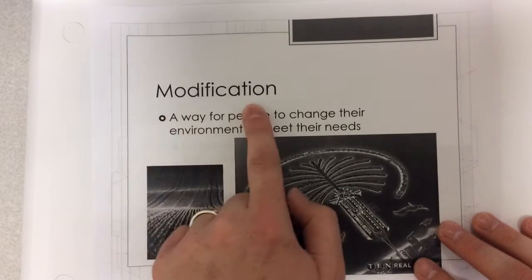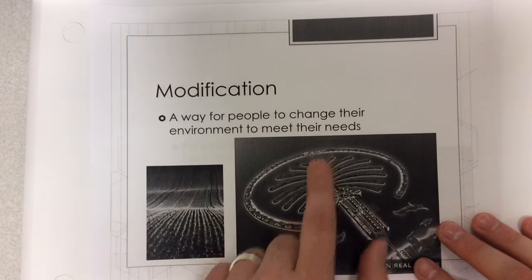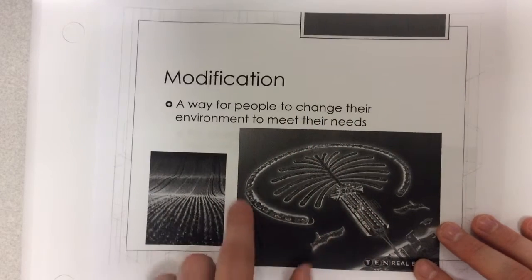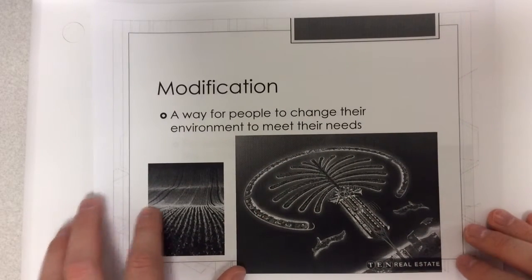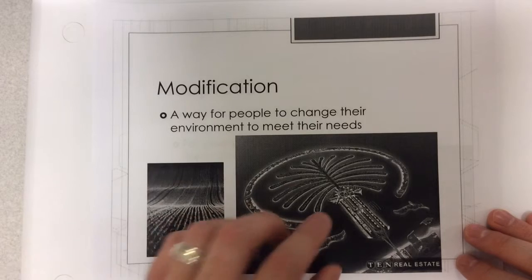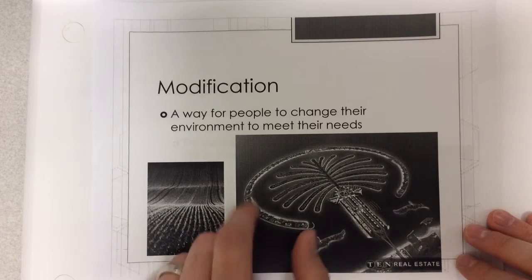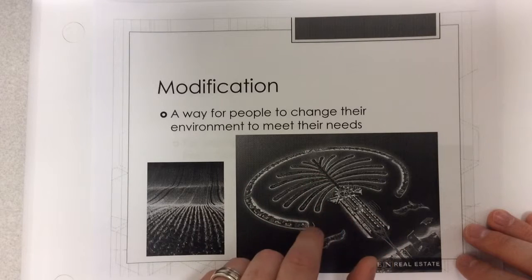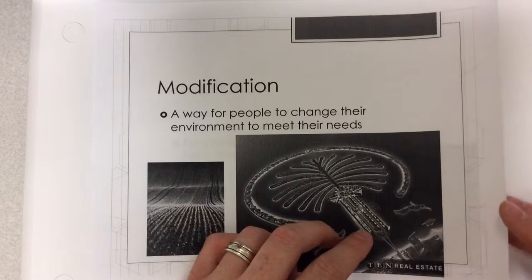Another word that we have is modification. This is a way for people to change their environment to meet their needs. Physically change. Now, think about this. Have you ever seen an island that looks like this? I didn't think so. In other parts of the Middle East, they have so much money and so little land. What they do is they build these custom-made islands, and people live on these. They're modifying the environment to fit their needs. They're changing it to fit their needs.